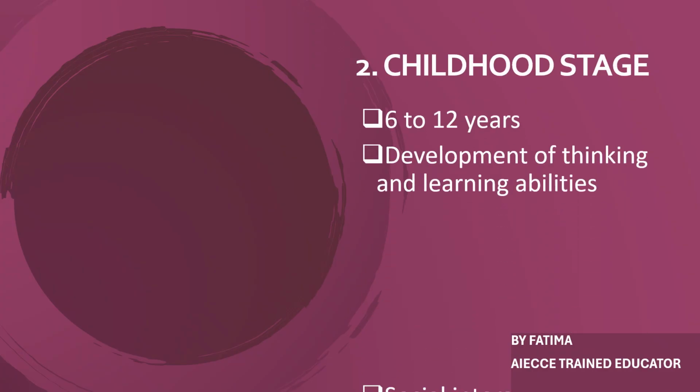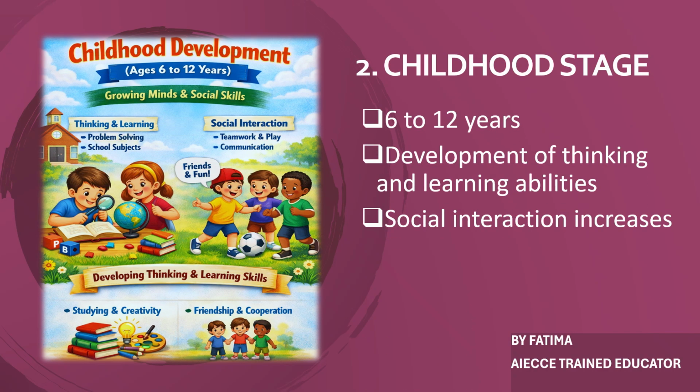Infancy stage is followed by childhood stage, which is from the age 6 to 12 years. In this stage, children start going to school. They develop thinking skills, learn new things, and make friends. Social development becomes strong here.